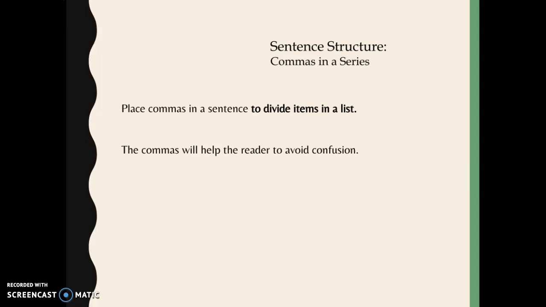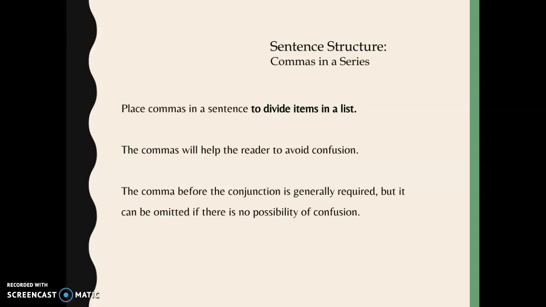Commas in a series. So you place a comma in a sentence to divide items in a list. The commas will help you and the reader to avoid confusion. The comma before the conjunction is generally required, but it can be omitted if there is no possibility of confusion. So for that one, it'd be in front of the and when you have a series of items.